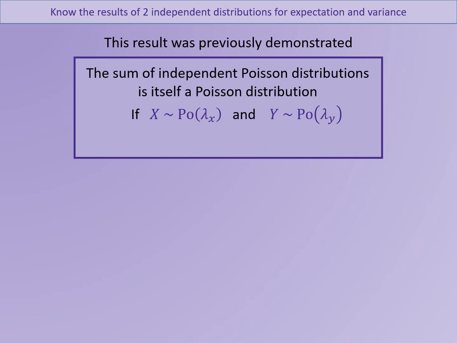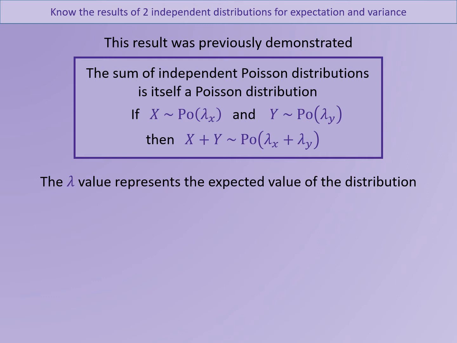We have previously seen this result, that if we have two independent Poisson distributions, then the sum of these two distributions will itself be a Poisson distribution. So in other words, if X and Y both have a Poisson distribution, then X plus Y will also have a Poisson distribution with a lambda value of lambda X plus lambda Y.